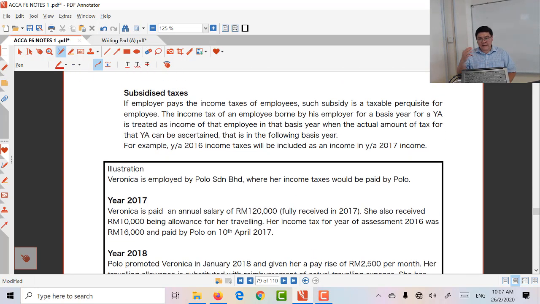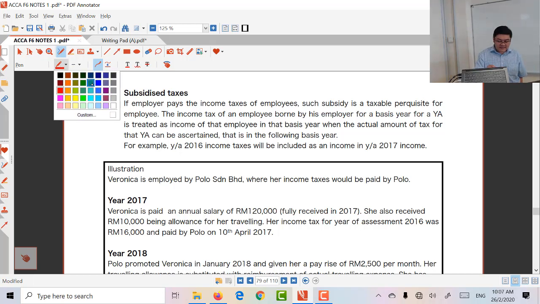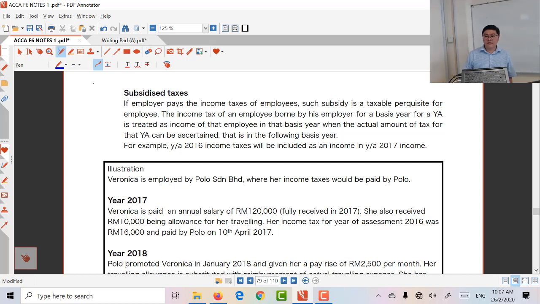Okay, let's go on to another 13(1)(a) income, which is called subsidized taxes. Now, subsidized taxes can be kind of complicated sometimes. But in exam, we don't see them to be so complicated, okay? I'll just give an example, like, if your boss is paying your taxes, and that year happens to be your final year that you're in the country, then how do we deal with that? Now, later you'll understand why I say that, okay?